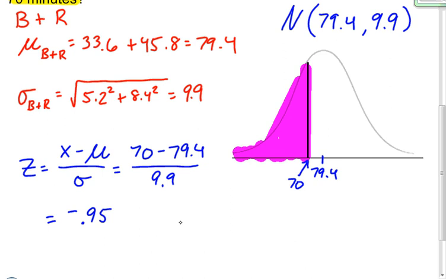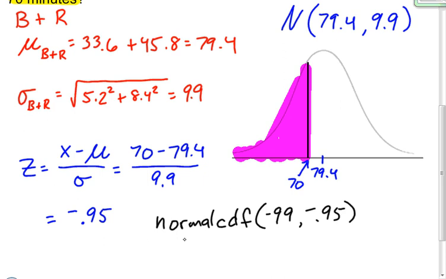So at this point, I'm going to jump to my calculator, and I'm not going to show this on screen. I'm assuming if you've made it this far in a stats class, you know how to use the function normalcdf on your calculator. So my left-hand and right-hand boundaries are going to be negative 99 and negative 0.95. When I do the math here, I end up finding that the area of this shaded region is about 0.171, which is approximately 17.1%.